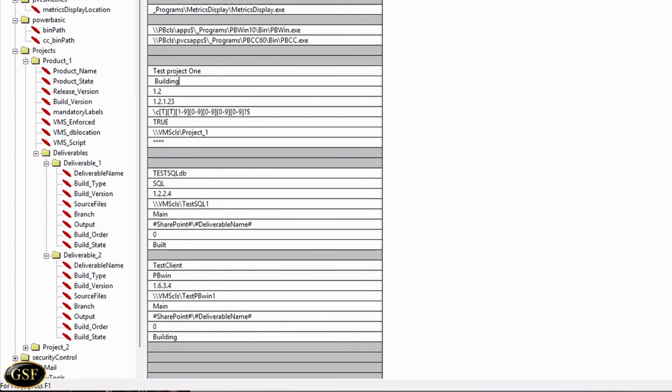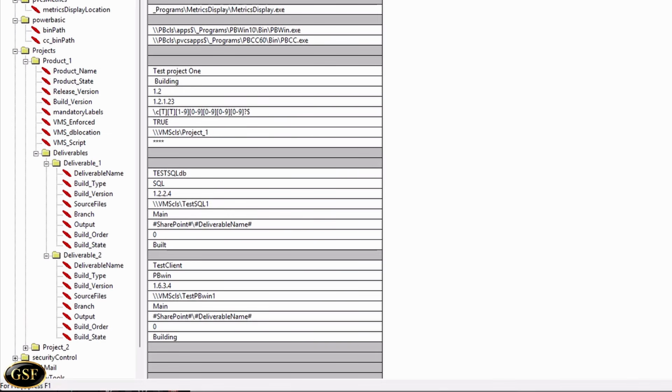What kind of build is this? Is it a SQL database, an executable, JavaScript, or documentation? Where are the files in the version management system? Which branch of that system are they coming from? Where are the output files to go from the build? Is this deliverable dependent on another deliverable, giving us a build order?